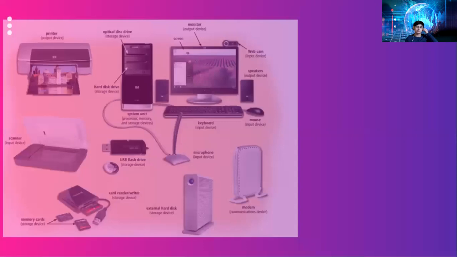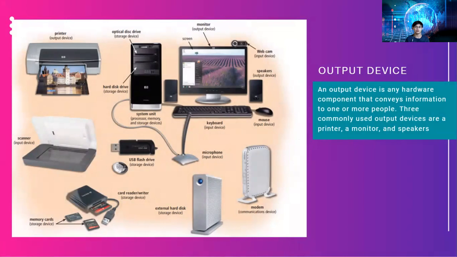Next. But we also have output devices. So those were input devices. For the output devices, it is any hardware component that conveys information to one or more people. Okay, to one or more people. And the three commonly used output devices are a printer, a monitor, and speaker. So I think we have a sample in here. Okay, so how does it look like? Printer, monitor, and then a speaker. So those were output devices, okay?